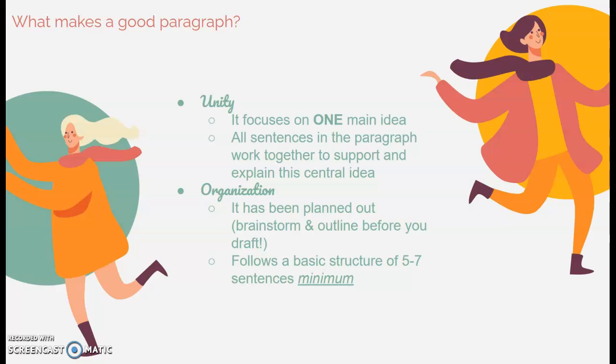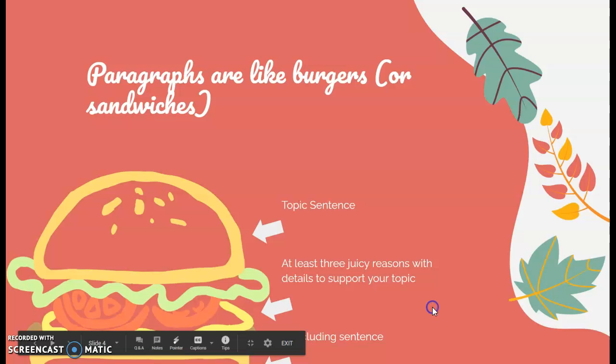And moving into organization, you want to make sure that you plan things out. I know sometimes students feel like brainstorming is something that teachers give you as busy work, but it's really not. In fact, when you plan out what you're going to write, you save yourself time. You want to have an idea of where you're going before you start getting there. You wouldn't just get in the car and drive somewhere. You would have a plan to get there. So keep that in mind. And then finally, we're looking at a basic structure of between 5 and 7 sentences minimum, okay? So just keep that in mind as you write.